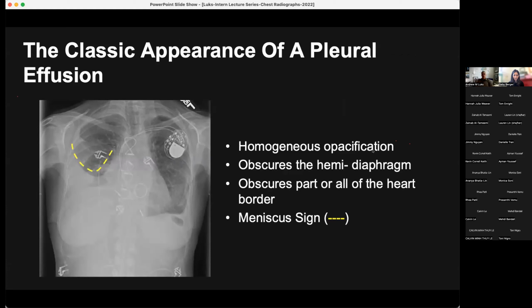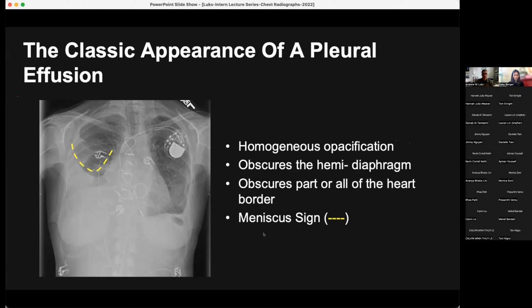Now, some pleural effusions are quite obvious. When you have a free-flowing effusion and the patient is in an upright position, that fluid is going to form a column. And what you will see is a very dense, homogeneous opacity that obscures the hemidiaphragm on that side, and obscures part or all of the heart border, depending on how large the effusion is. And because you have a column of fluid, you're typically going to see what's referred to as the meniscus sign, as the opacity tracks its way up the chest wall and up the mediastinum.